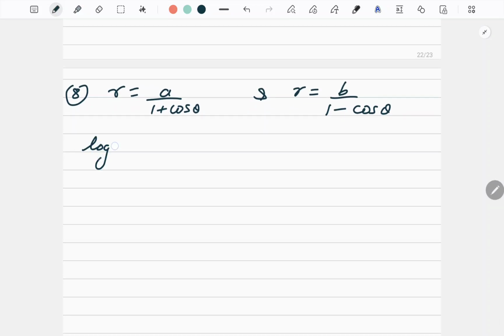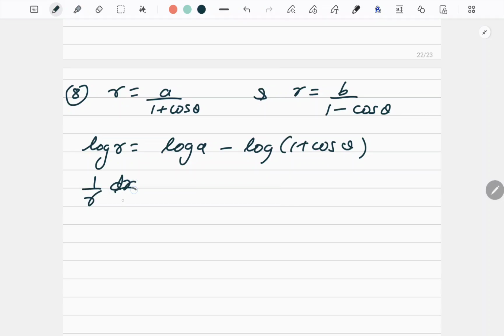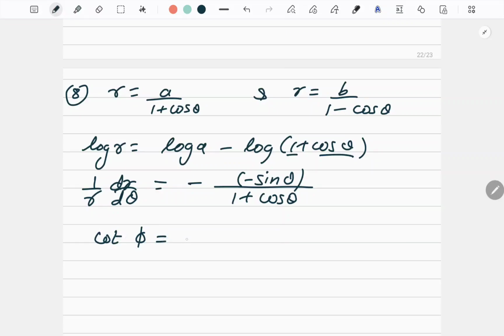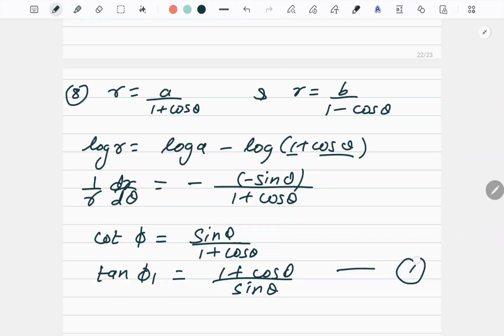Again, take log. Log r is equal to log a minus log of 1 plus cos theta. Now here I have applied the log m by n is equal to log m minus log n concept. 1 by r dr by d theta is equal to minus 1 plus cos theta, and by chain rule differentiation of 1 is 0, differentiation of cos theta is minus sin theta. Okay, so cot of phi is equal to sin theta upon 1 plus cos theta. Again same type of structure I am getting. Okay, so what is tan phi 1? Tan phi 1 is equal to 1 plus cos theta, just take the reciprocal, upon sin theta. Make it equation number 1.